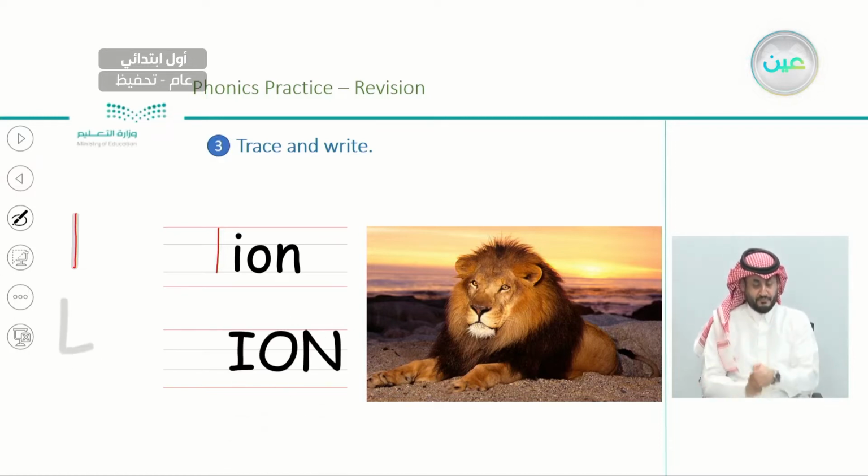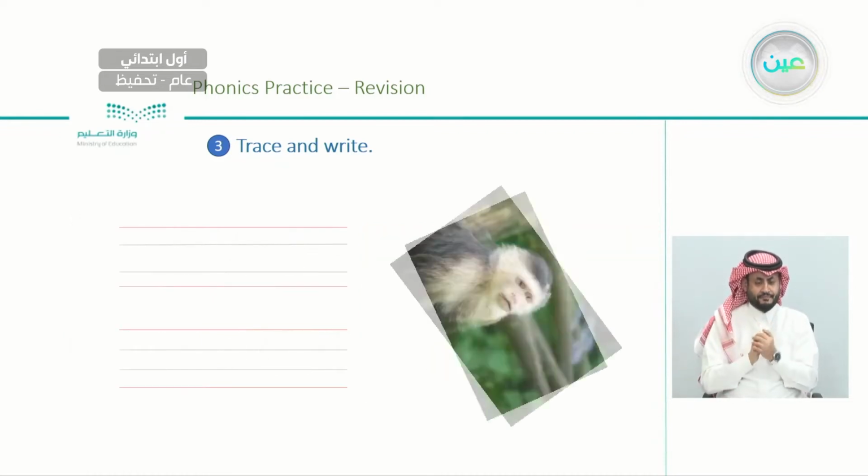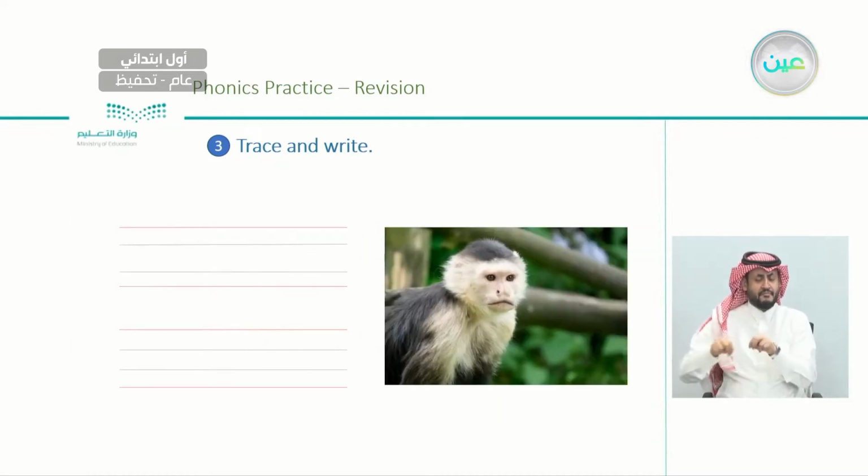So now we have lion, but now in capital letters. So we have the same L, but now in capital. So the same line, but we have another small line on the right side. From up to down, then go right. Let's write it here. 1, 2, 3. Then we go right like this. So this is the lion. You can pronounce the letters, small letters and capital letters the same. Lion. Excellent.